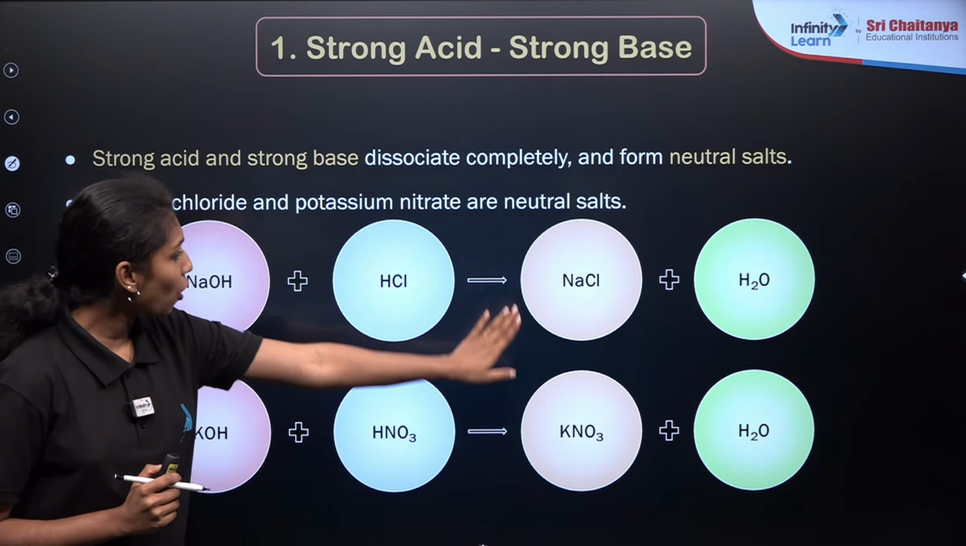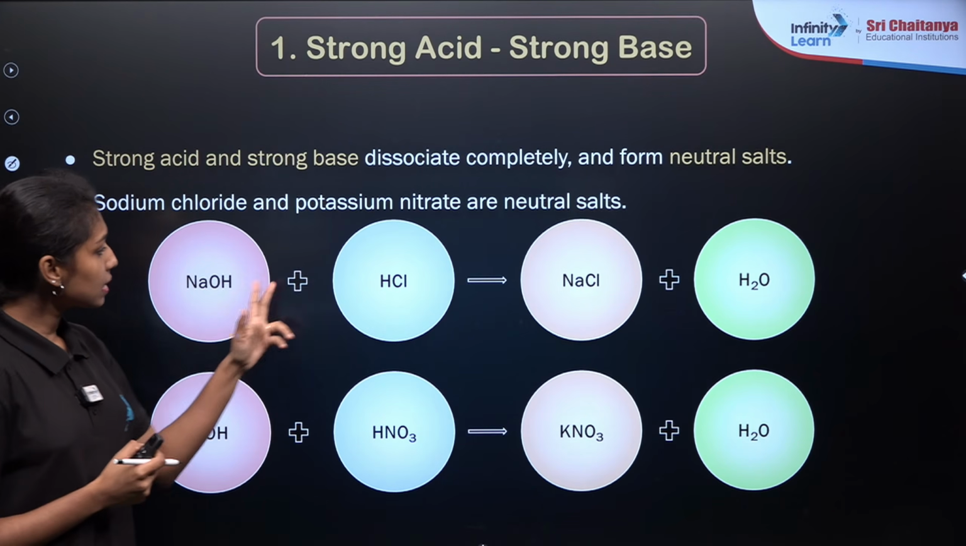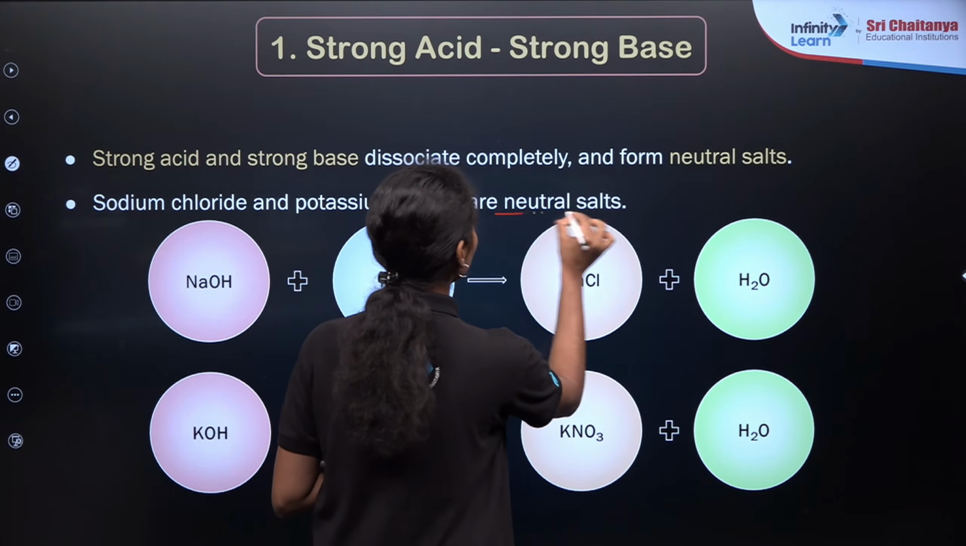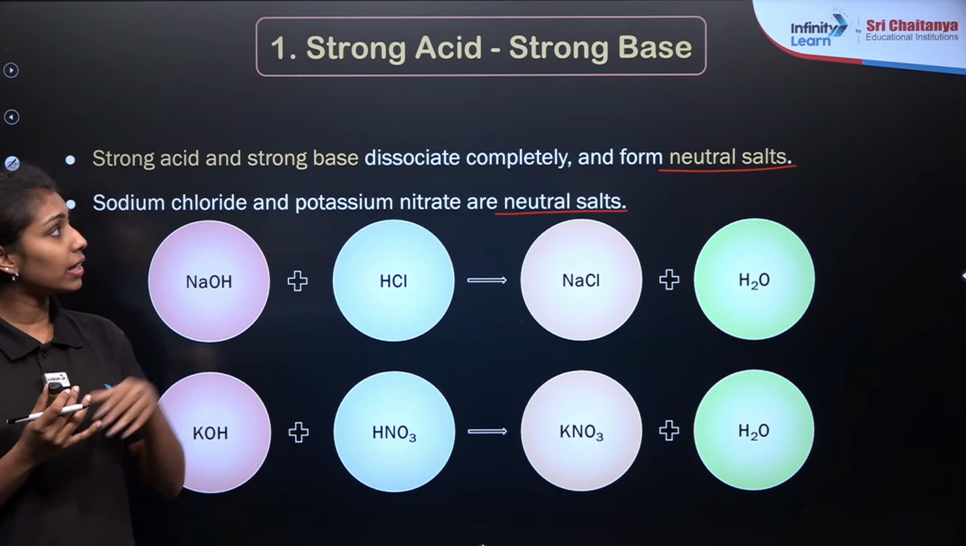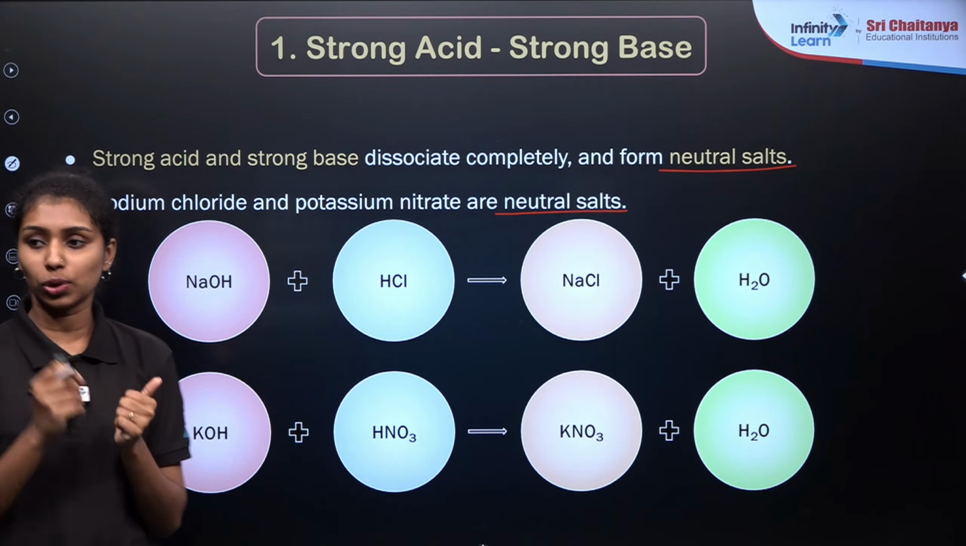So strong acid, strong base, right? We have already seen. If you are taking NaOH as a strong base and HCl as a strong acid, it will be forming a neutral salt. Clear? So these are the common examples. It's very important. If you are taking strong acid and strong base together, we will be getting a neutral salt.